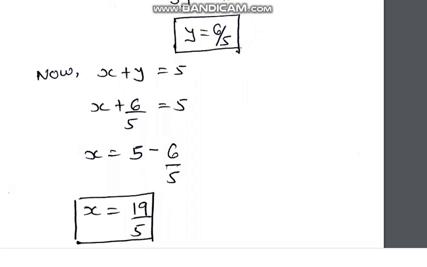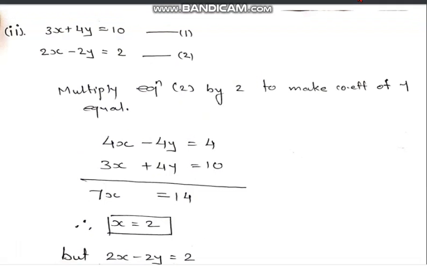Now let us see the next sum. The next sum is 3x plus 4y equals 10, 2x minus 2y equals 2. Here also we can eliminate either x or y. Since we already eliminated x in the first sum, let us eliminate y here.